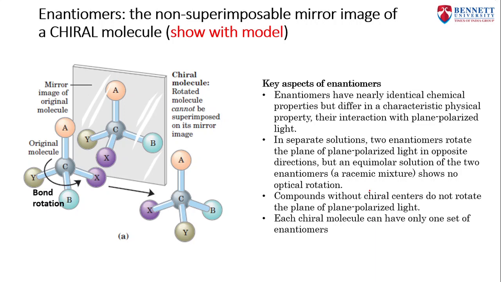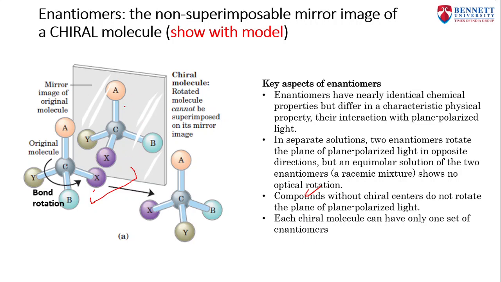Enantiomers have nearly identical chemical properties but differ in characteristic physical properties. Okay, so what do I mean by that? When I say they have nearly identical chemical properties, that is because the arrangement of the groups in 3D space is the same. For example, these two are enantiomers which are mirror images of each other. You can see this carbon has four different groups, B, A, X, Y, and this carbon is generated from its mirror image, again A, B, X, Y.